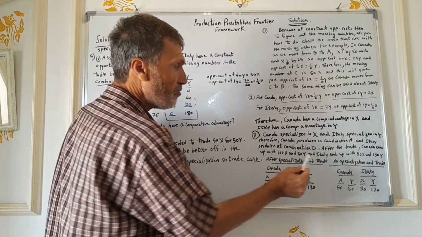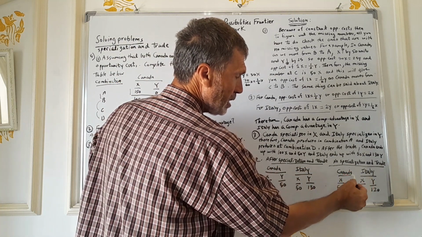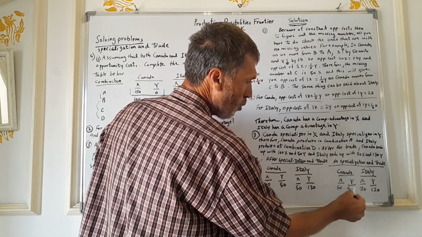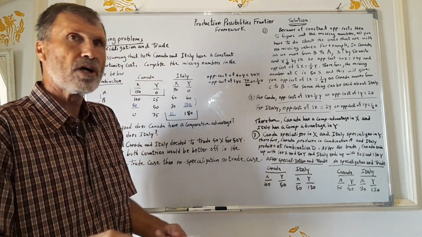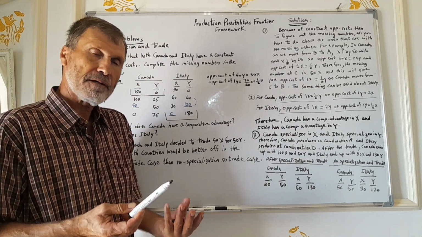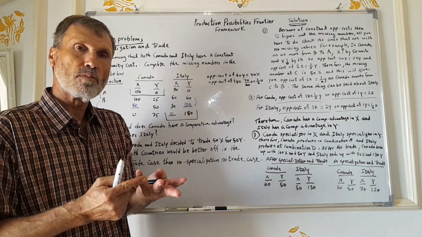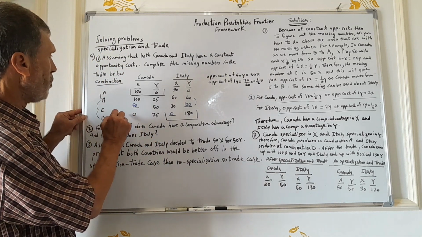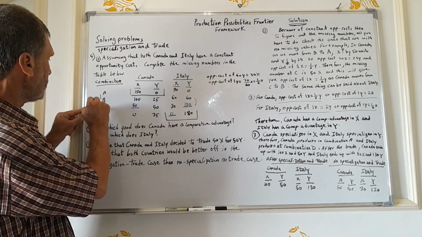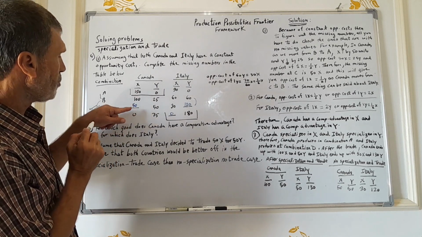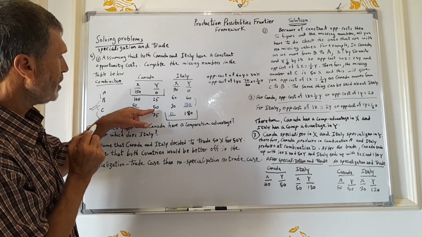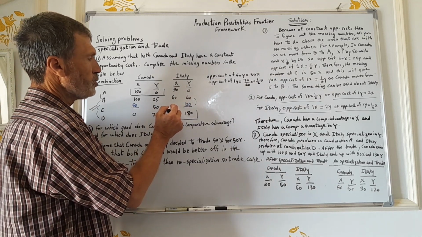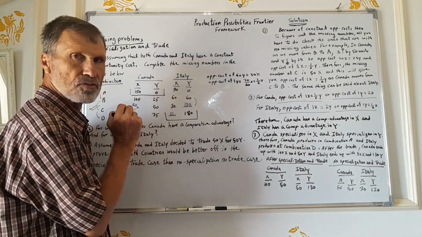Okay? Now, before specialization and trade, we assume that Canada and Italy were here, because before specialization and trade, Canada must consume X and Y. So both were at combination C. In other words, Canada was producing 50 units of X and 50 units of Y. And Italy was producing 30 units of X and 120 units of Y.